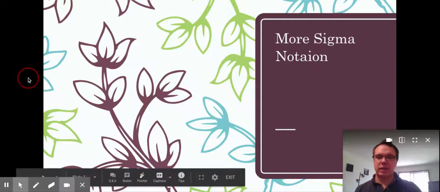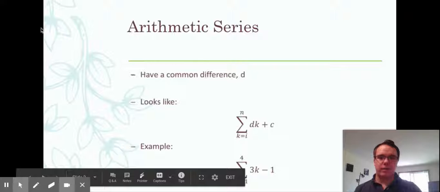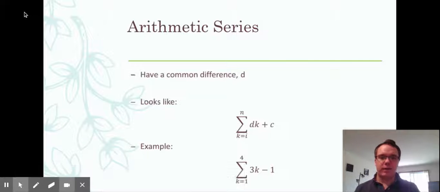For sigma notation, if we have an arithmetic series, here's what it looks like. I'm going to pause here so you can write this in your notebook. And when you're ready, just hit play on your video game.